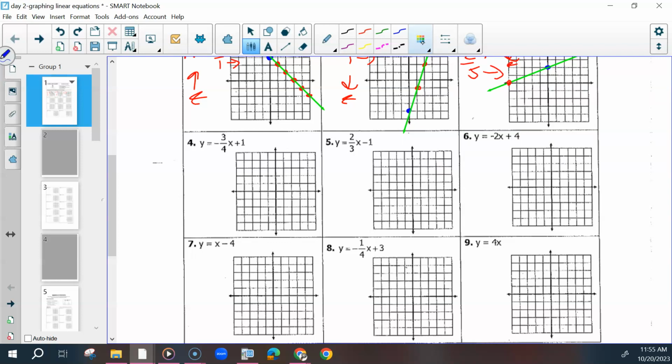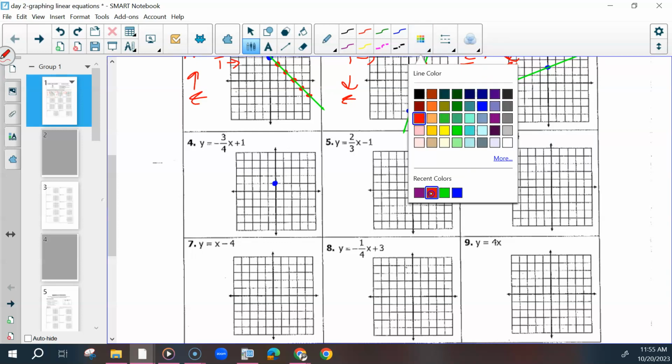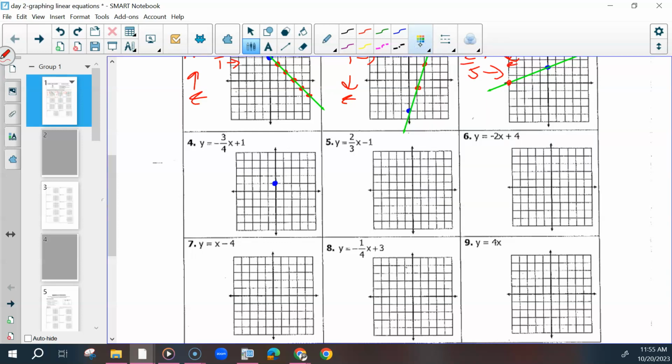What's the y-intercept? One. Yes. Plot a point at 1. The slope is -3/4. How could we get a negative? What directions? Down and left. Down and not left together, but down and right, or up and left. So we can go up 3 to the left 4 and down 3 to the right 4. And draw your line.